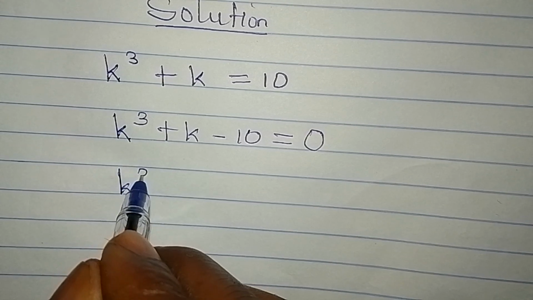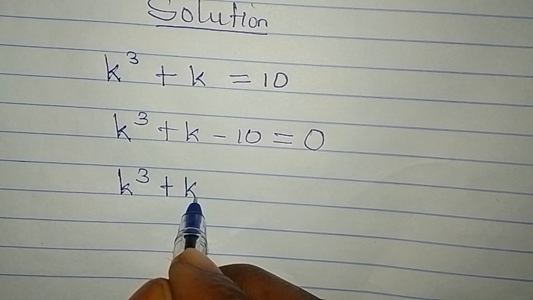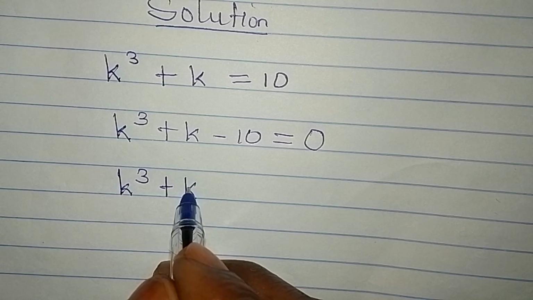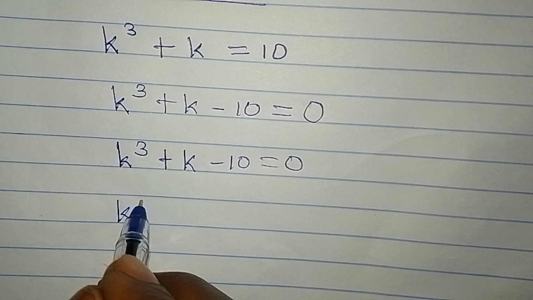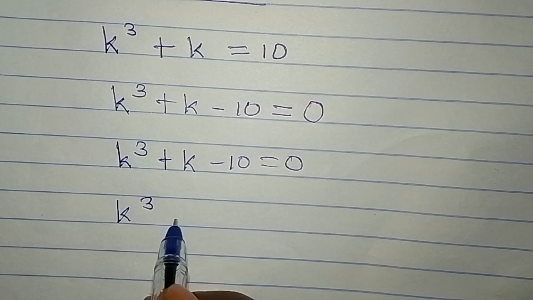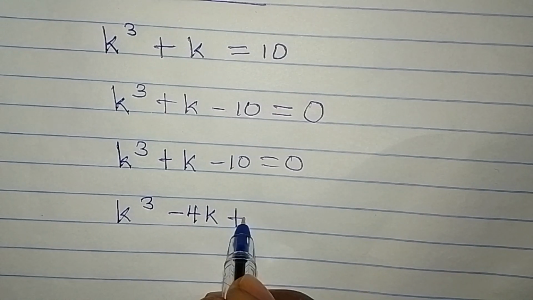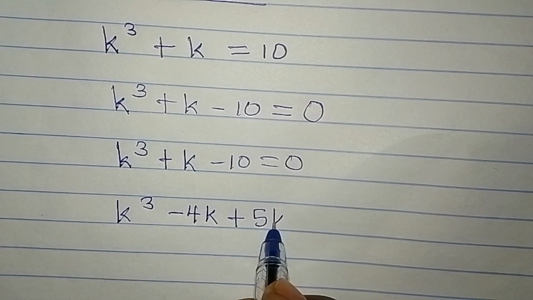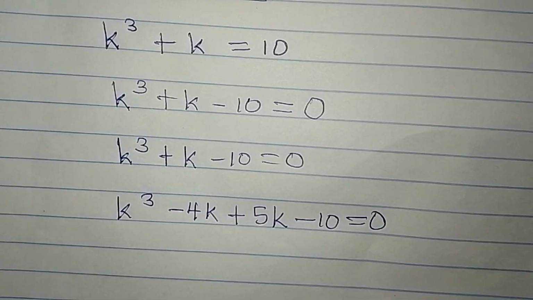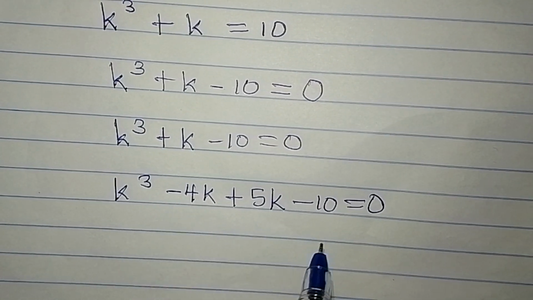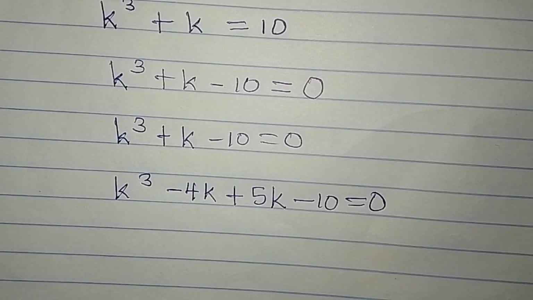So we have k to the power of 3 plus k, and this k, let me write this down. So we have k to the power of 3. In place of this k, we can write minus 4k, then we have plus 5k, then I have minus 10 equals 0. Now, I have not changed anything here, right? Because minus 4k plus 5k will give us 1k.